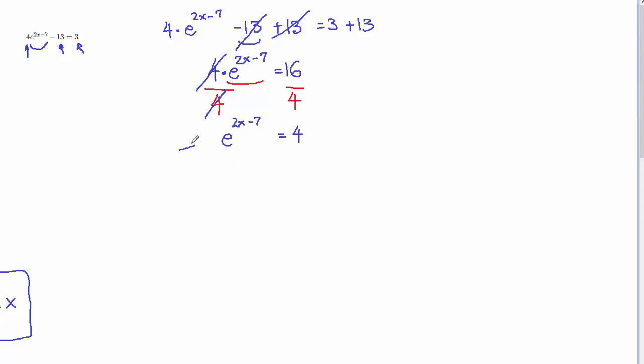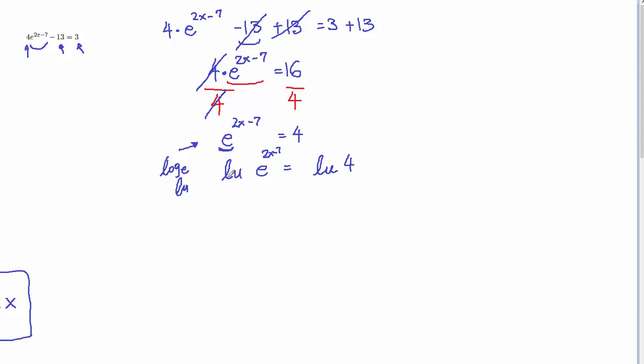Now I'm ready to solve using logarithms. The base of my power is e, so I'm going to take the log with base e, that is nothing else than the ln. So I will take ln from both sides of the equation. ln of e to the 2x minus 7 equals ln of 4.